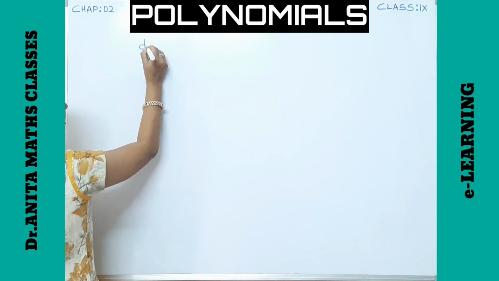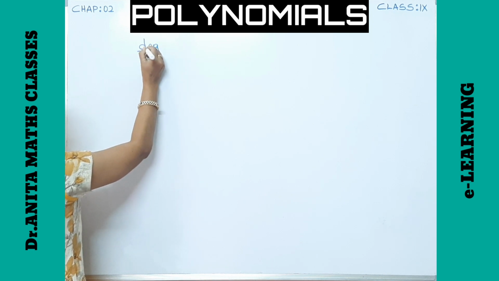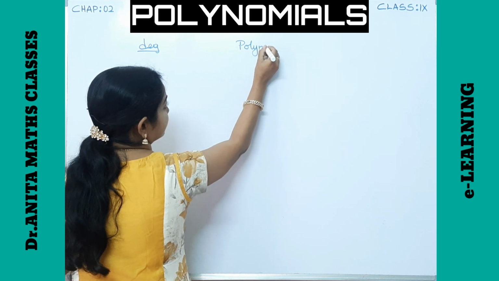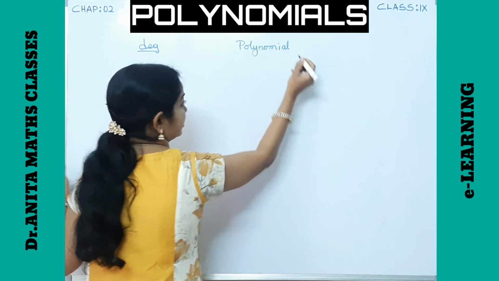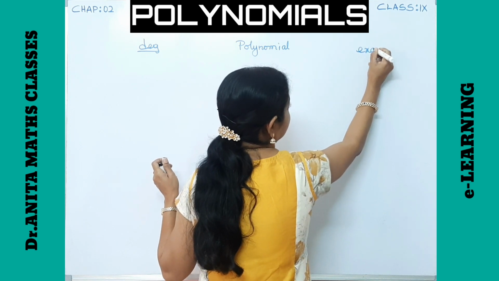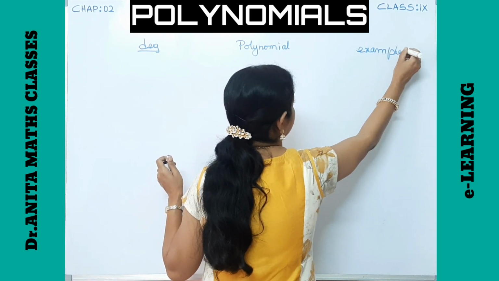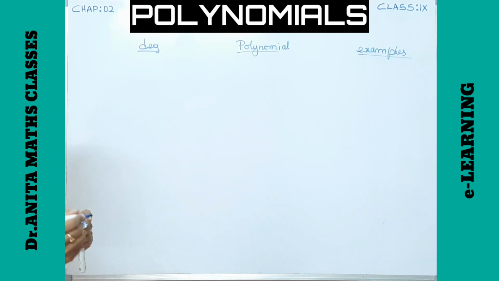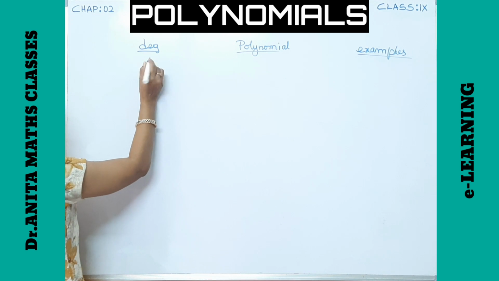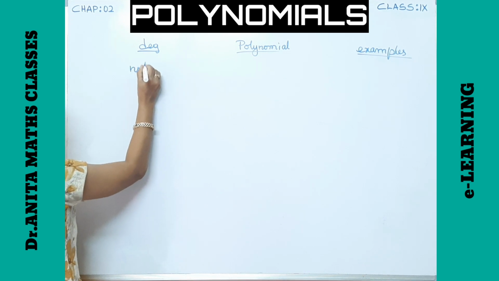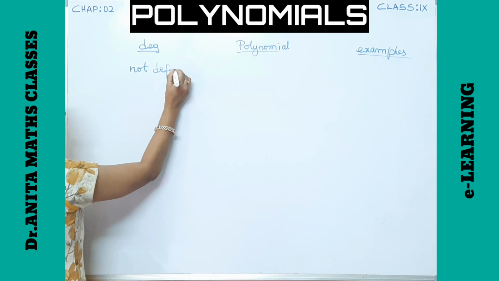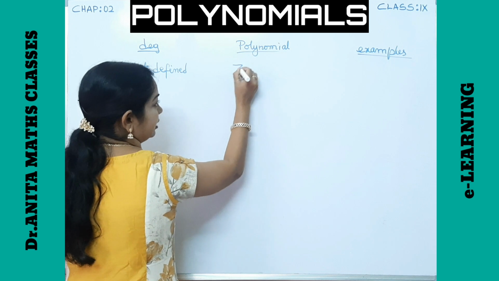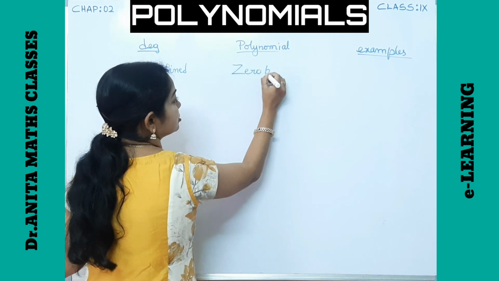Okay. Let me take degree here. The type of polynomial, and let us write examples here. So when the degree is 0, okay. If the degree is not defined, we don't know the degree. If it is not defined or 0, we call it a 0 polynomial. In this, the degree is not defined.